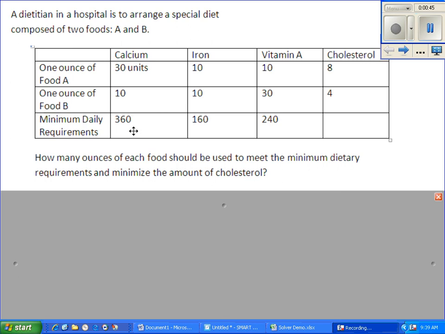Now, to meet the minimum dietary requirements, we have to have a total of 360 units of calcium. So however much of food A and food B we use, we need to have enough so that we get at least 360 units of calcium. With iron, we have to total up to at least 160 units of iron and 240 units of vitamin A. And then what we want to do is minimize the total amount of cholesterol.